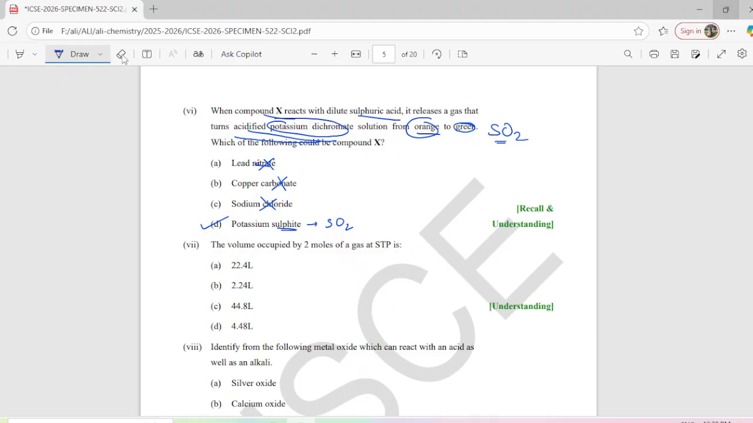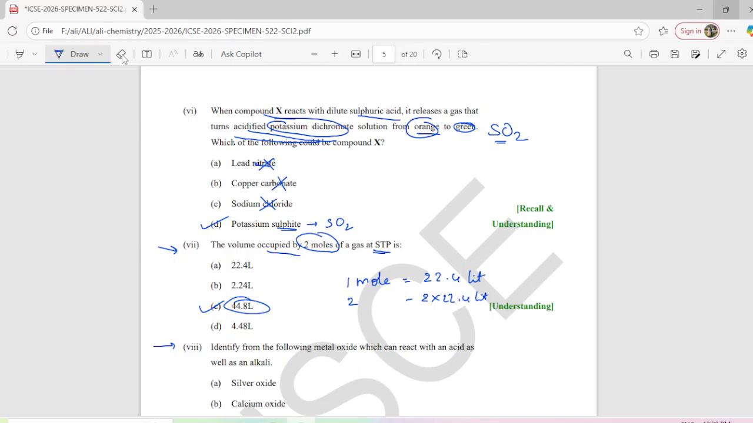Next, MCQ 7. The volume occupied by 2 moles of gas at STP. When you take any gas at STP, 1 mole of any gas at STP occupies 22.4 liters. Here we are taking 2 moles. For 2 moles, it will be 2 into 22.4 liters, that is 44.8 liters is the answer.